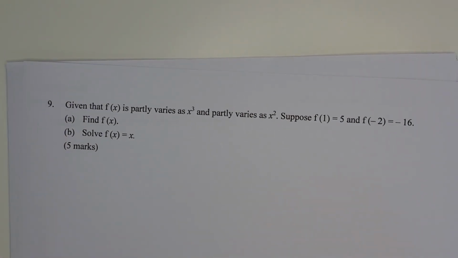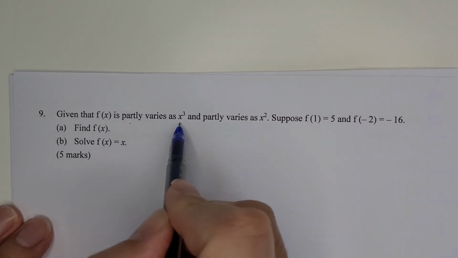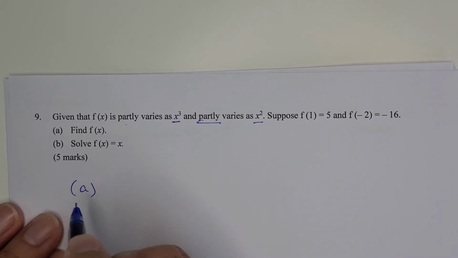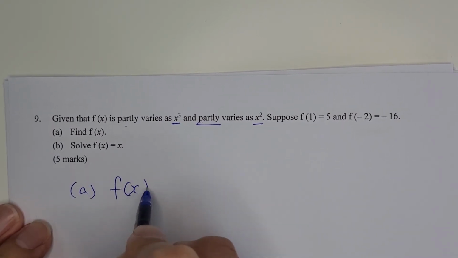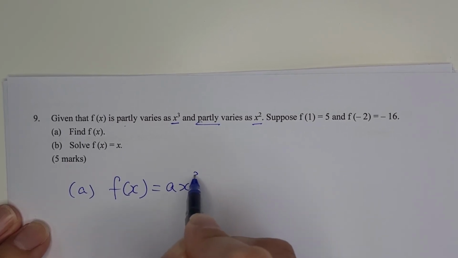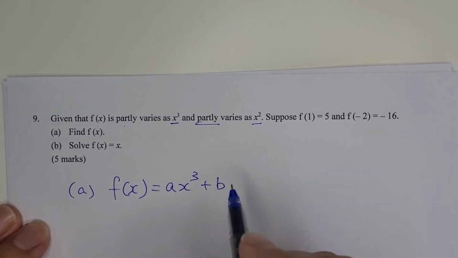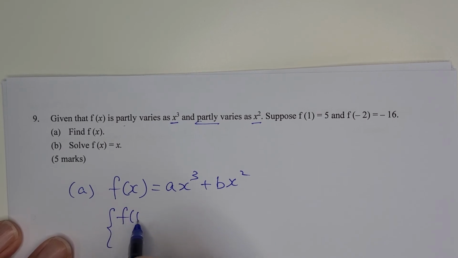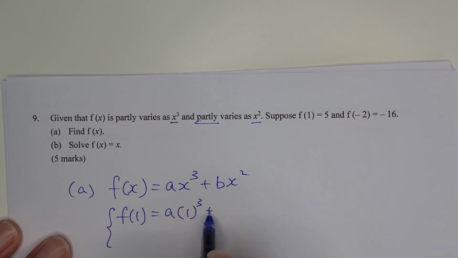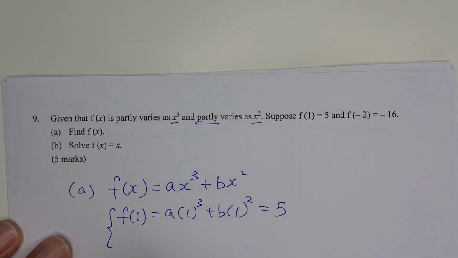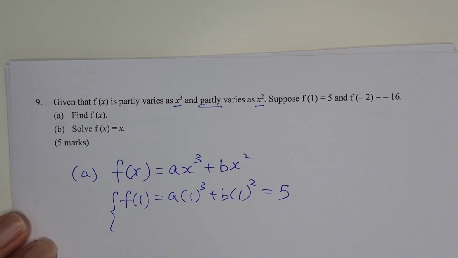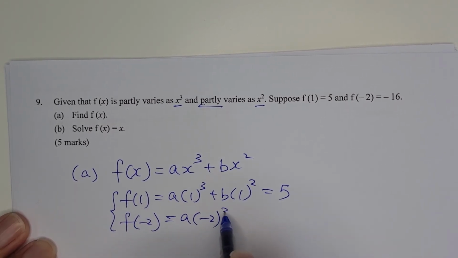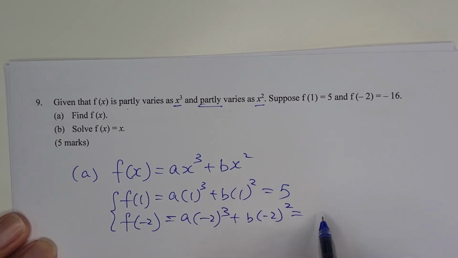The final question. Given that f(x) is partially variable at x cubed and partially variable at x squared, that means it's a partial variation. So part A, you can directly write down f(x) can be written as a constant a times x cubed plus another constant b times x squared. Suppose f(1) equals 5, that means all x replaced by 1, and that's 5. And second, f(-2) is negative 16. That means all x is replaced by negative 2, and the answer is negative 16.